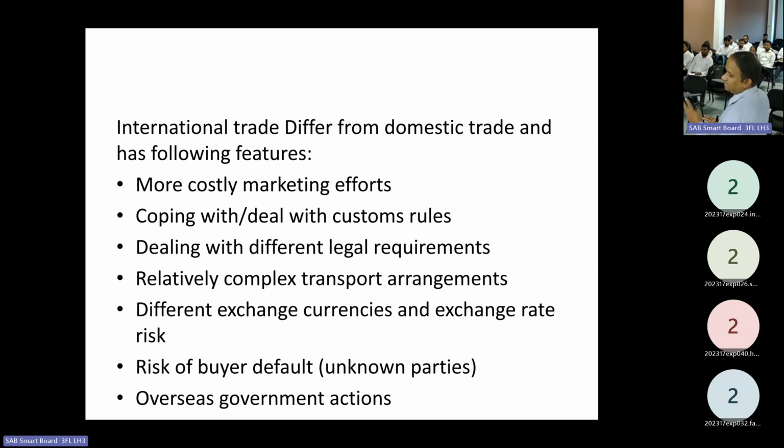We experience all these things under international trade. So it's a complicated process compared with domestic trade. You see the complications when you look at all these aspects, regarding the rules, the transport, legal requirements, exchange rates, all these things.